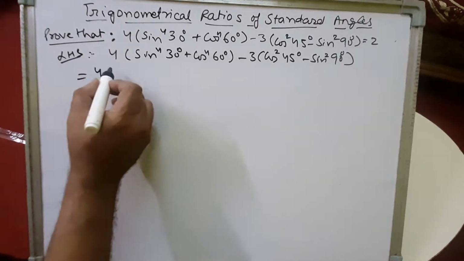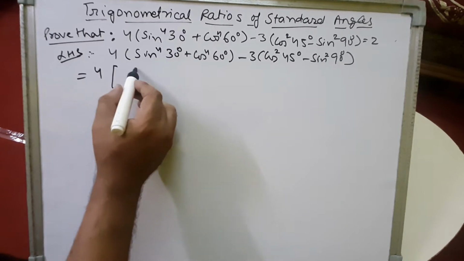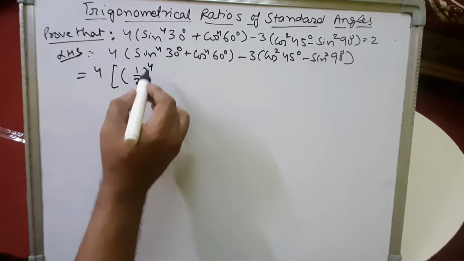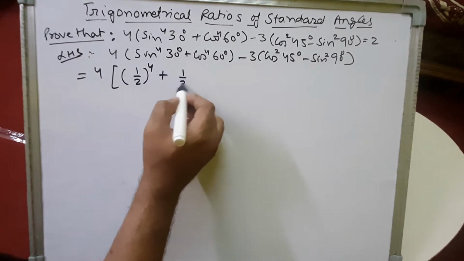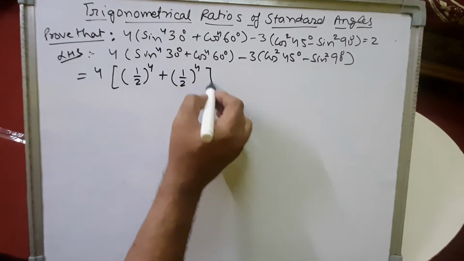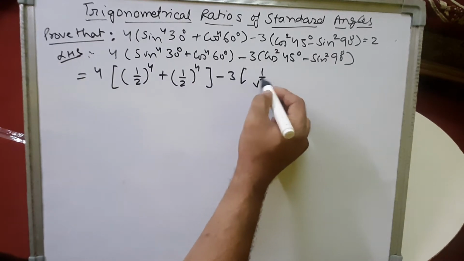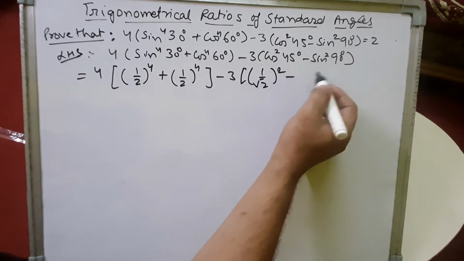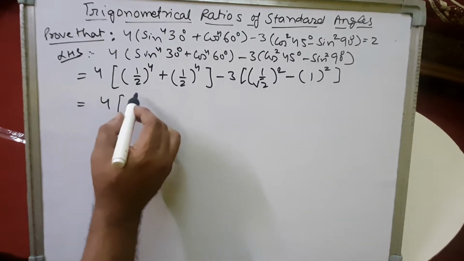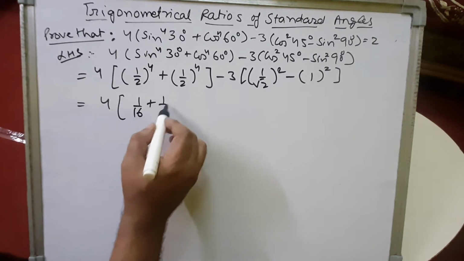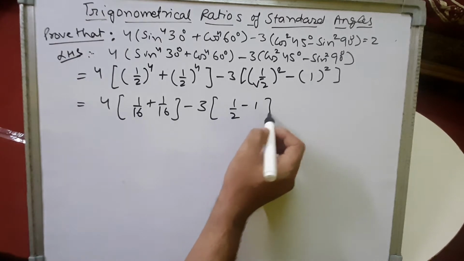Let's see. When we substitute the values of the trigonometrical ratios, sin 30° is 1 by 2, so sin⁴ 30° will be (1 by 2) to the power 4. Similarly, cos 60° is 1 by 2, minus 3 times cos 45° which is 1 by root 2, so its square is there, and sin 90° is 1, its square is there. 4 times (1 by 2)⁴ is 1 by 16 plus 1 by 16, minus 3 times (1 by 2 minus 1).